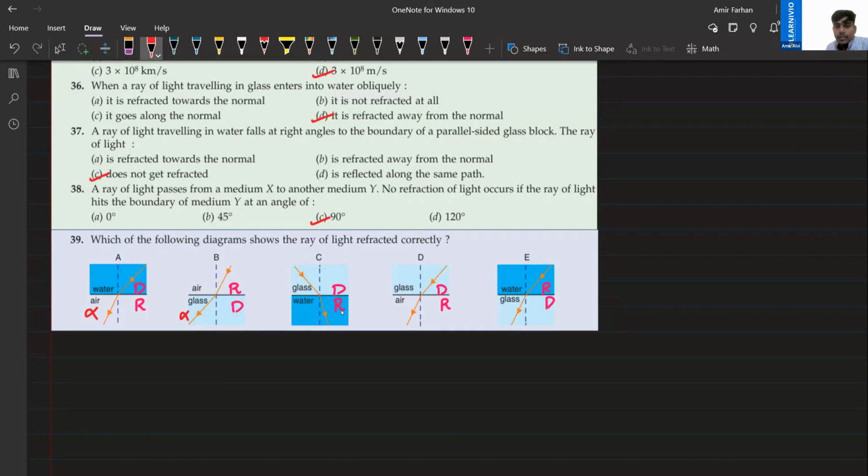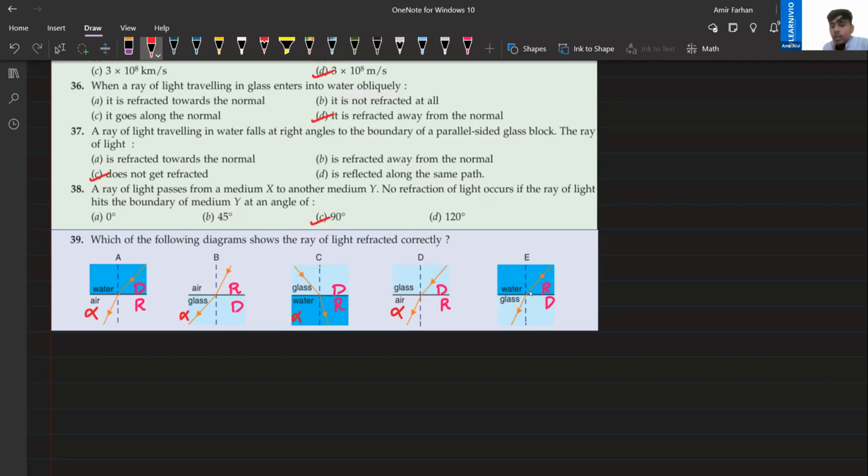Next one, glass or water, denser to rarer. Where should the light ray move? Away from the normal, but still it is going towards, so it would be wrong. Next one, glass and air, denser to rarer. Where should the light ray move? Away from the normal, but it is moving towards the normal. That's why this is also wrong.